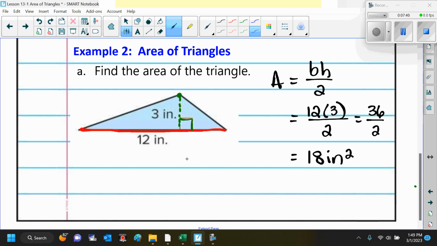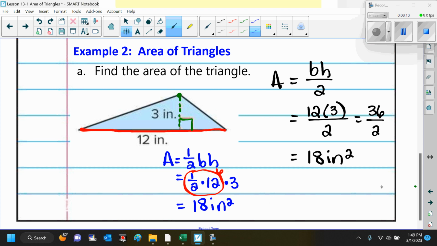And just to show you, if you did area is equal to 1/2 base times height, you've got 1/2 times the base, which is 12, times the height, which is 3. So 1/2 of 12 is 6. And then 6 times 3 gives you 18 inches squared. So you can see you can do either way, okay?